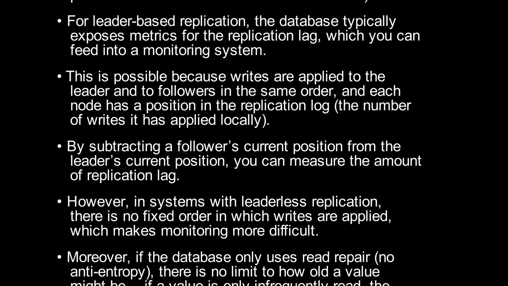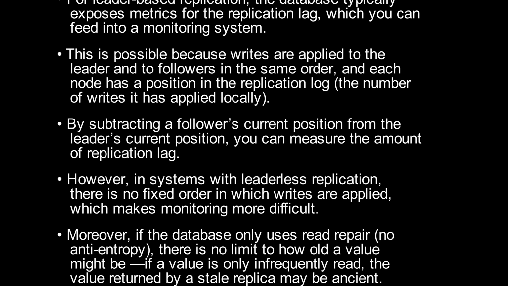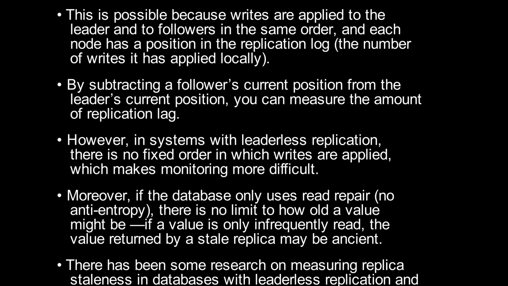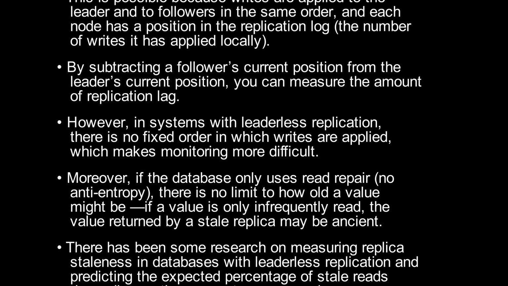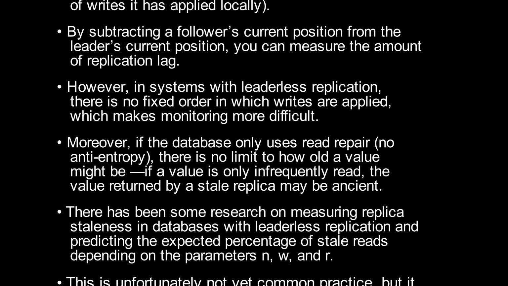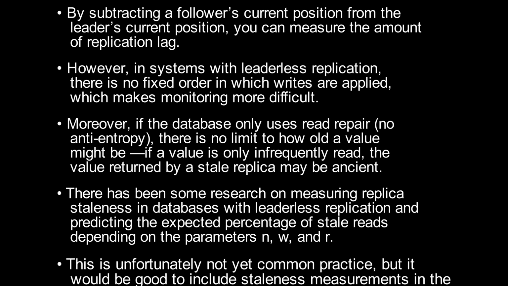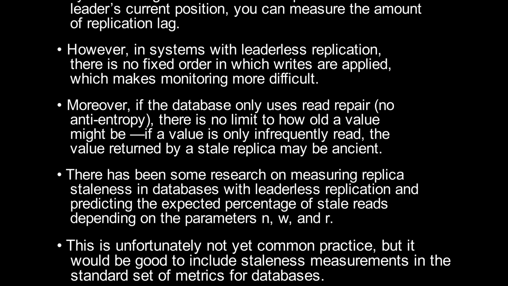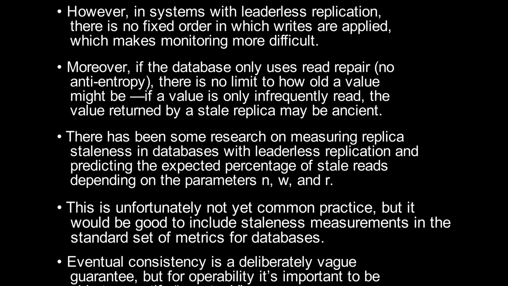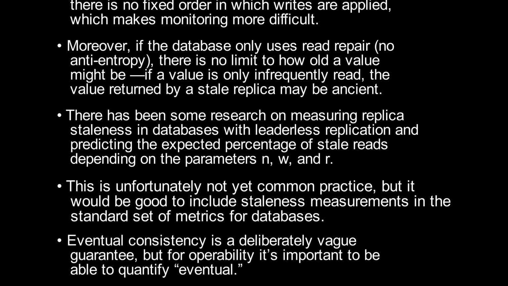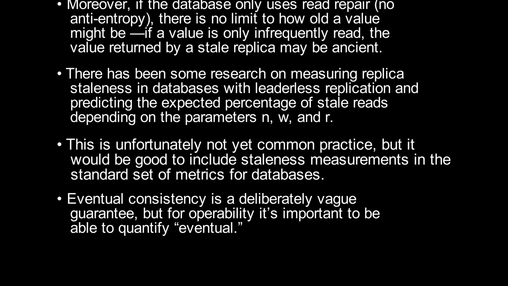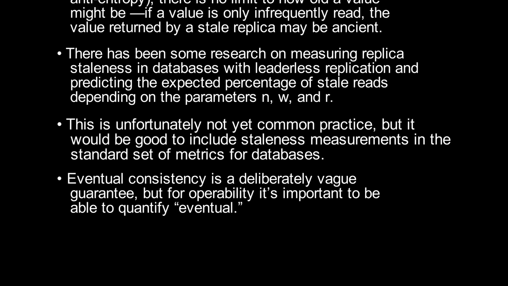However, in systems with leaderless replication, there is no fixed order in which writes are applied, which makes monitoring more difficult. Moreover, if the database only uses read repair (no anti-entropy), there is no limit to how old a value might be. If a value is only infrequently read, the value returned by a stale replica may be ancient. There has been some research on measuring replica staleness in databases with leaderless replication and predicting the expected percentage of stale reads depending on the parameters N, W, and R. This is unfortunately not yet common practice, but it would be good to include staleness measurements in the standard set of metrics for databases. Eventual consistency is a deliberately vague guarantee, but for operability it's important to be able to quantify "eventual".